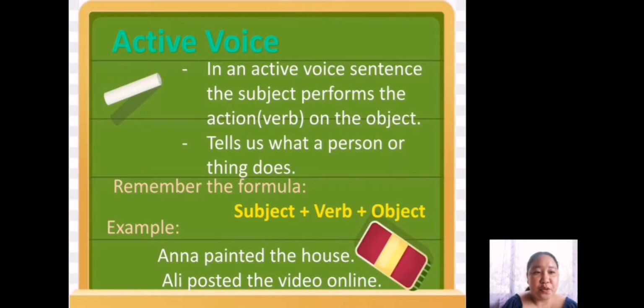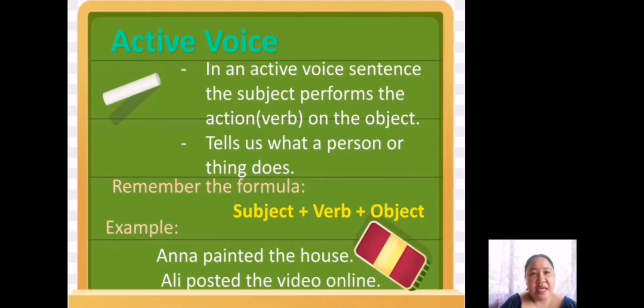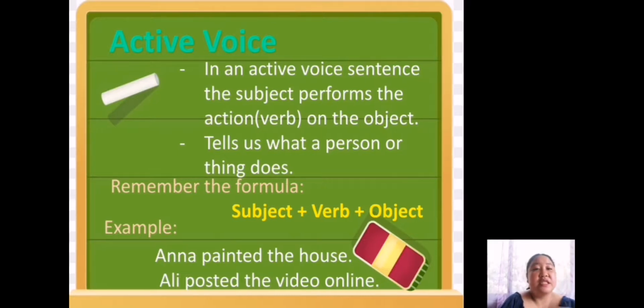For the first one, active voice. In an active voice sentence, the subject performs the action on the object. It tells us what a person or thing does. So we need to always remember the formula on how to construct active voice. So it is the subject, the verb, and the object.